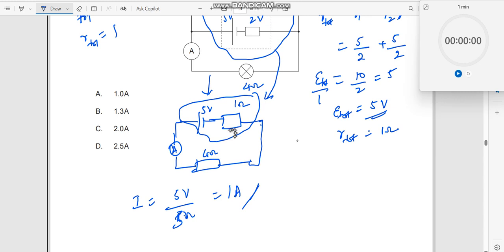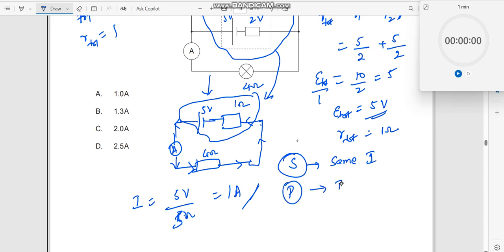They are not parallel. The simple reason is that whatever current passes here, the same current passes here, same current here, same current here, same current here. So they should not be considered parallel. What is the difference between series and parallel? In a series circuit, the same current passes. In a parallel circuit, what happens?